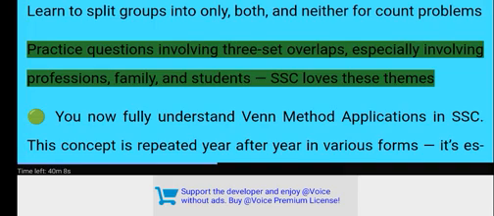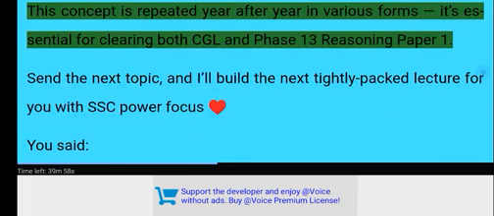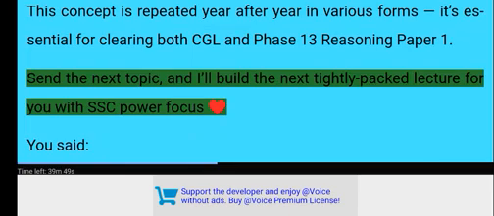Practice questions involving overlaps, especially involving professions, family, and students. SSC loves these themes. You now fully understand the method and applications in SSC. This concept is repeated year after year in various forms. It's essential for clearing both CGL and Phase 13 reasoning paper 1. Send the next topic, and I'll build the next tightly packed lecture for you.